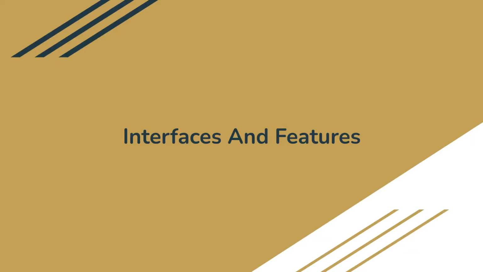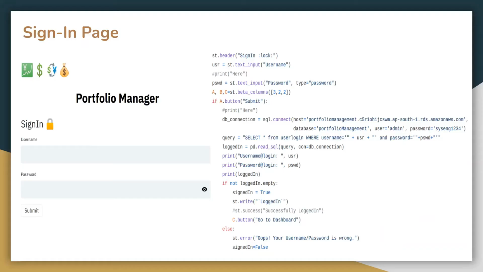Let's start with the interfaces and features. The first interface here is the sign-in page. As you can see, all the UI widgets have been made with Streamlit using functions like header, text input, etc. Once the user enters his username and password, the SQL connector connects to the MySQL database and checks if such a user exists. If it exists, then the user will be shown an option to go to the dashboard. The option will be shown here. Apart from that, the user will also have an option of sign up that will be shown during the demonstration part.